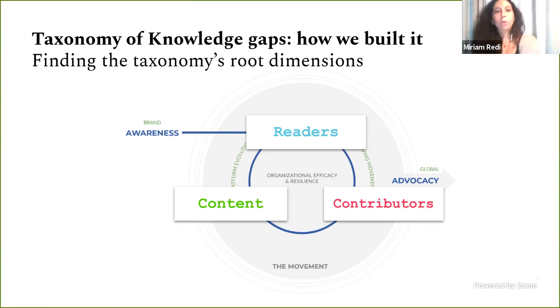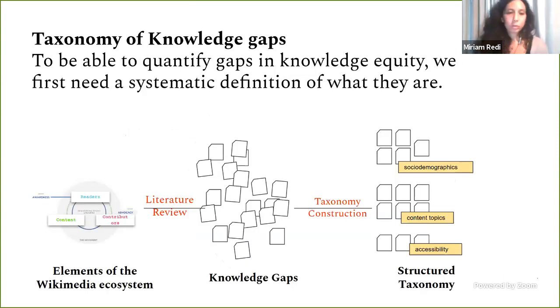And I'm going to skip how we find them, but basically we identify the root dimensions of our taxonomy as the three main areas in Wikimedia spaces: content, readers, and contributors. And then the next step is to grow each branch of this taxonomy by finding knowledge gaps related to content, readers, and contributors.